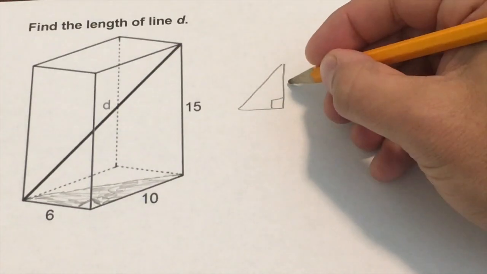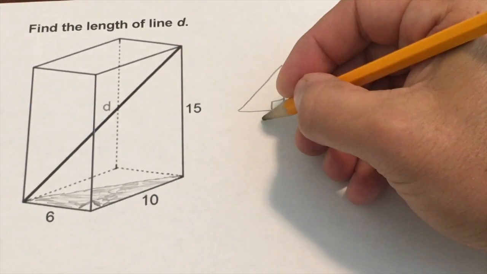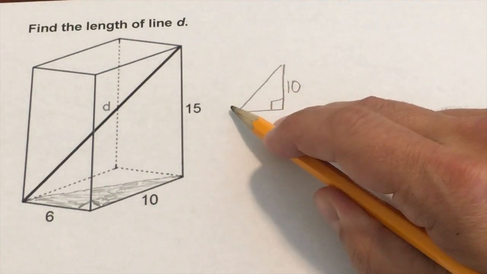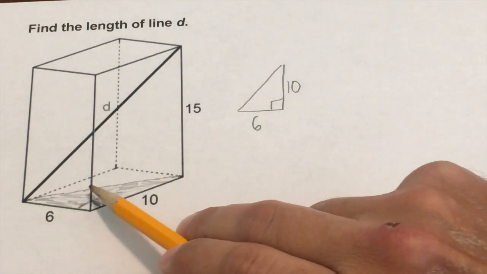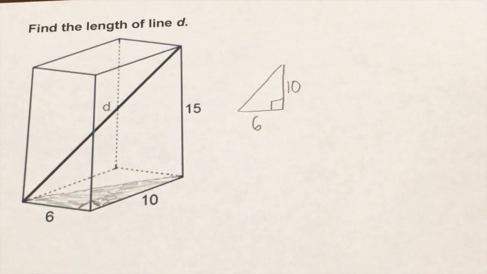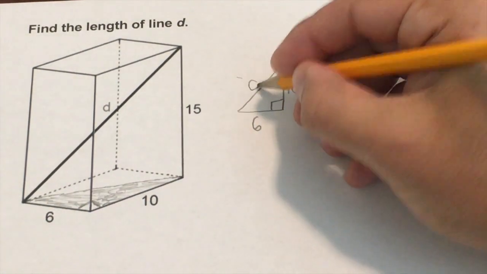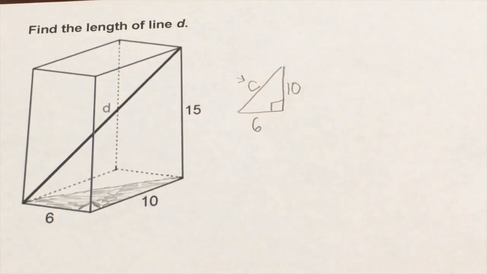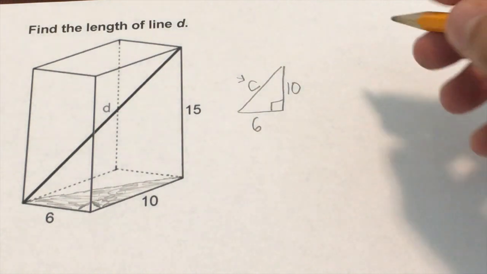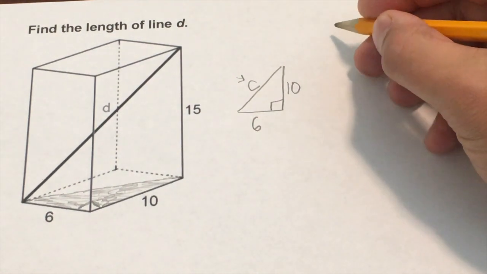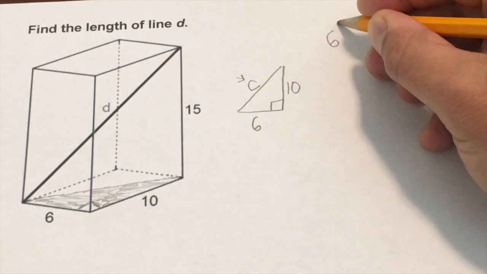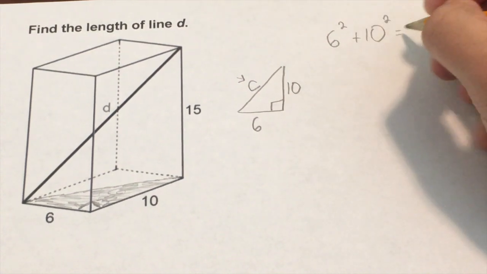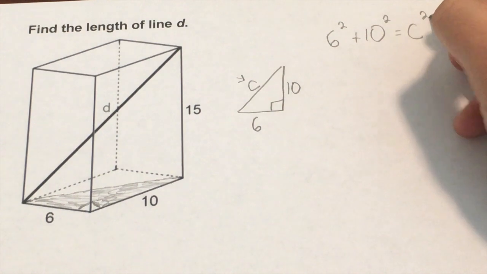The right triangle has a height of 10, a base of 6, and do we know the hypotenuse? No, that's an unknown value. Let's call it C. That's what we're trying to find. Let's use Pythagorean Theorem to find the hypotenuse of the right triangle on the bottom of the prism.